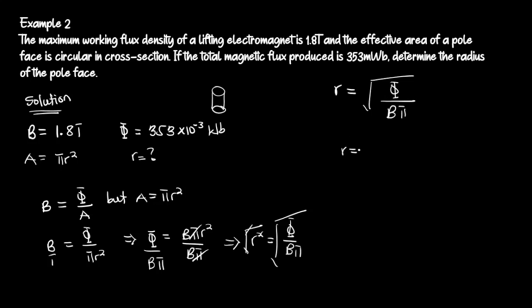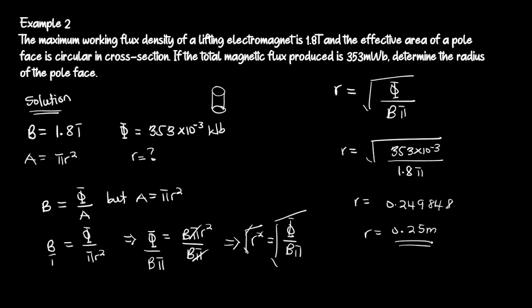So my radius in this case will be equal to the root of my phi given to me in this question, which is 353 times 10 raised to the power minus 3, all over the B that I was given, which is 1.8, and then I add the pi to it. So if I compute all this in my calculator, the root of the ratio 353 times 10 raised to the power minus 3 over 1.8 pi is going to give me a radius of 0.249848, which I can approximate as 0.25 meters as the radius in this particular case. All right, so that brings us to the end of today's tutorial.